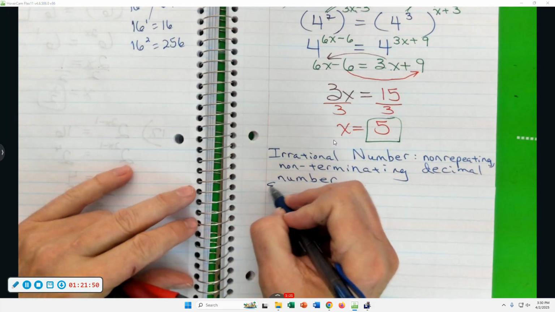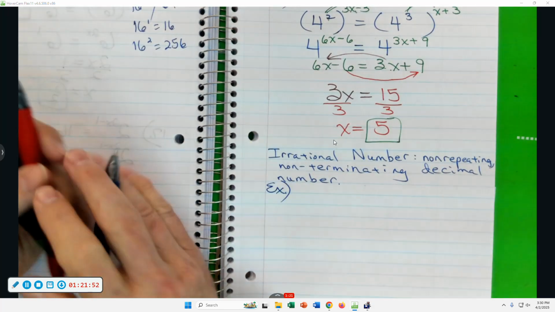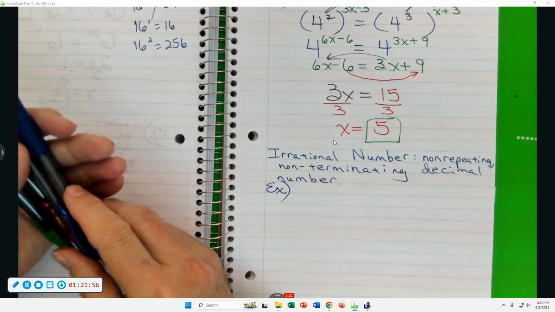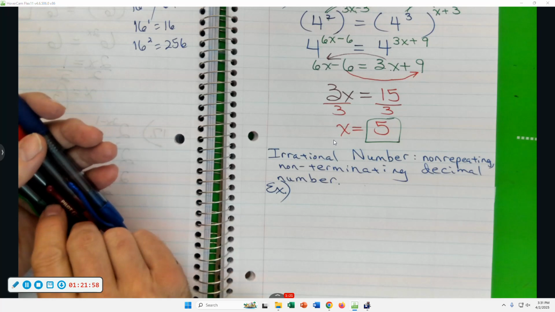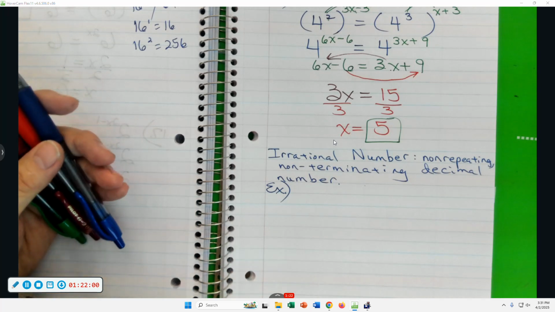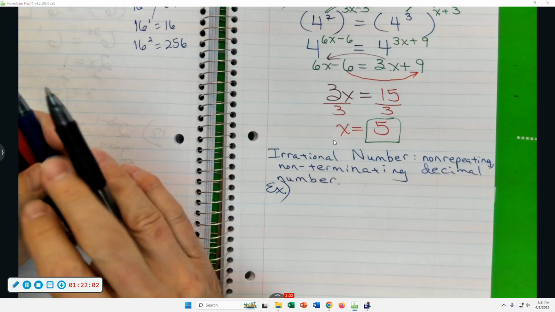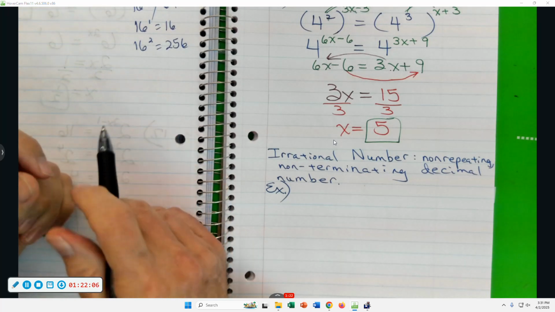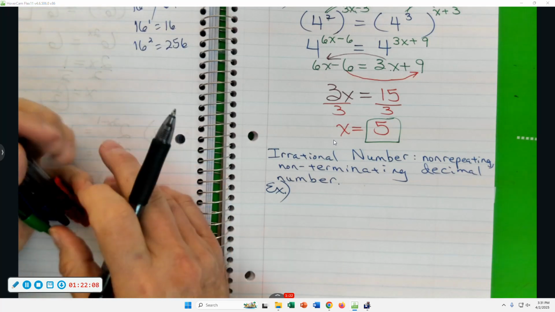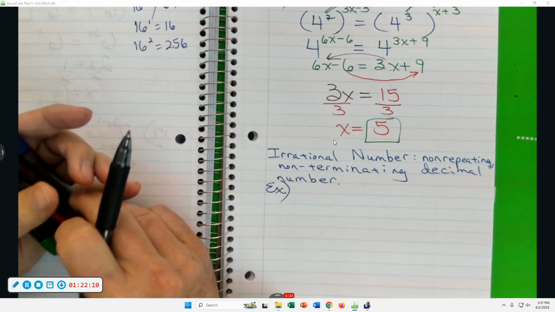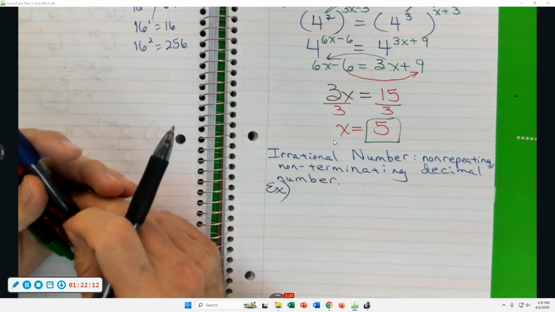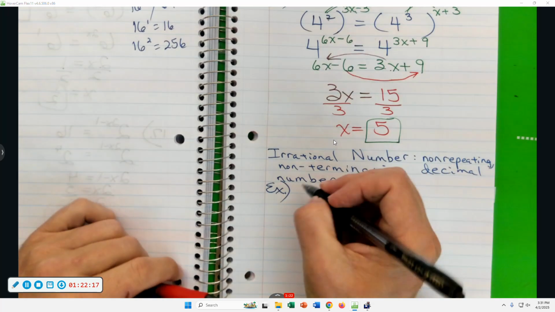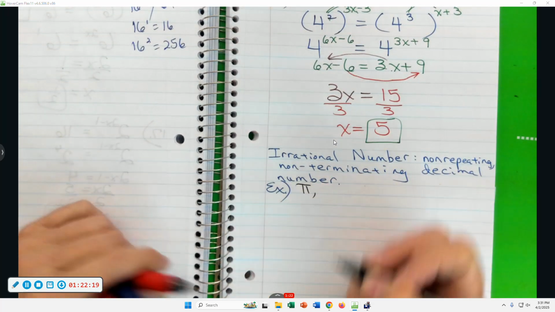I suppose the most famous example of an irrational number is the number you get when you form the ratio of the circumference of a circle to its diameter. If you take circumference divided by diameter of any circle, you get a number that's approximately 3.14. What do we call that number? Pi. Yeah, there's the most famous example, pi.